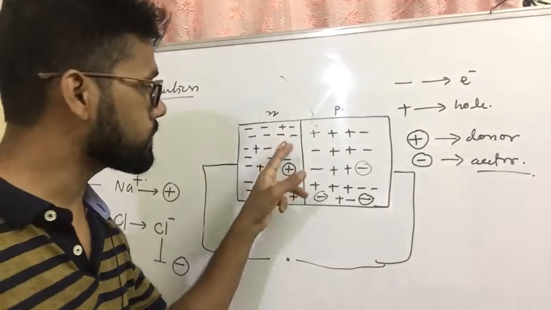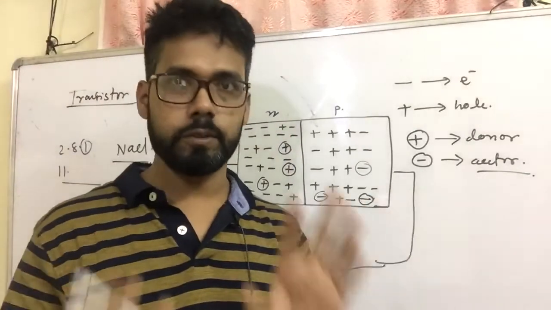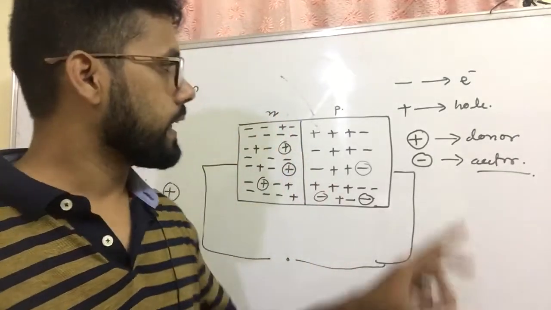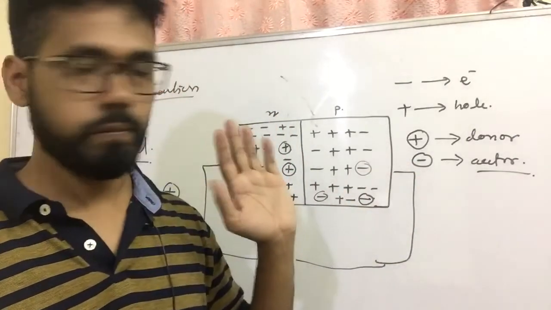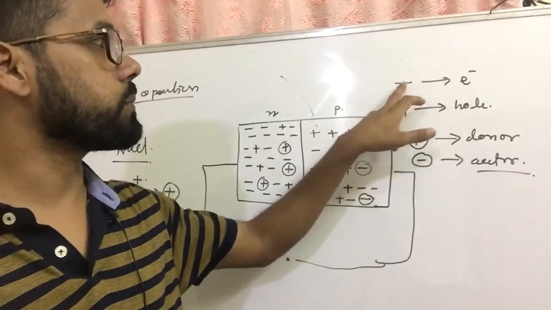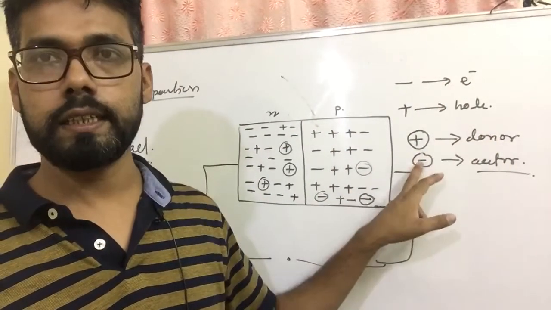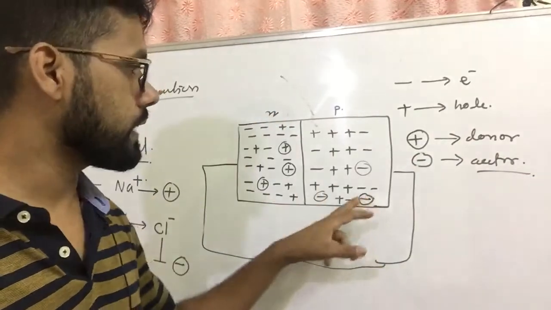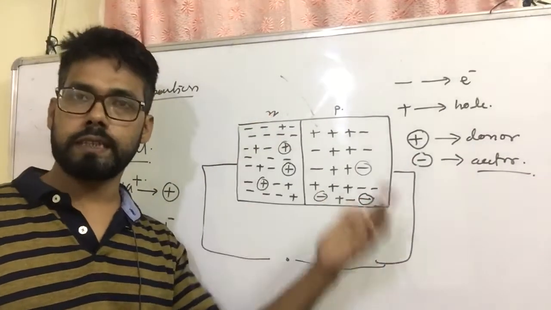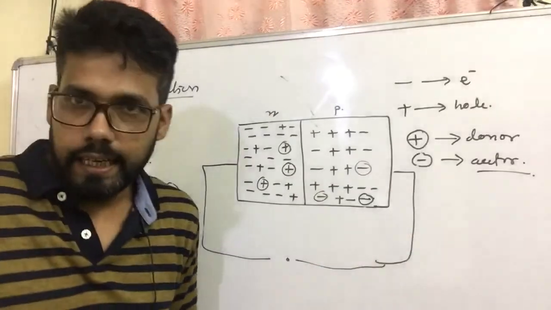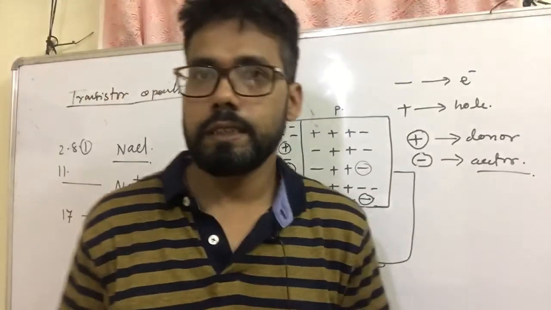This positive circle does not mean hole. Positive circle means it is a donor, and negative circle means acceptor. Only negative circle means acceptor, not electron; electron is negative and hole is positive. Positive circle means donor, and negative circle means acceptor. Why acceptor in P side? Because P side already has a vacant site. Vacant site means it will accept.